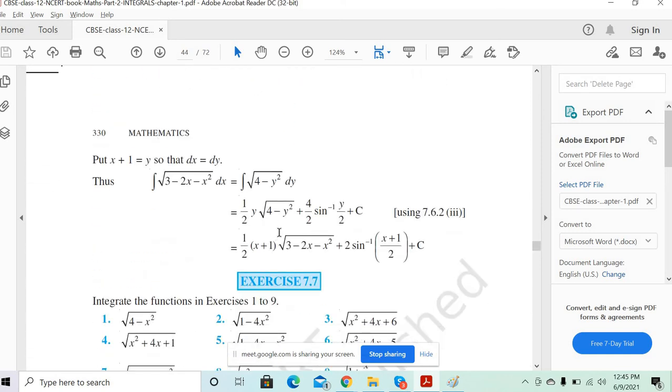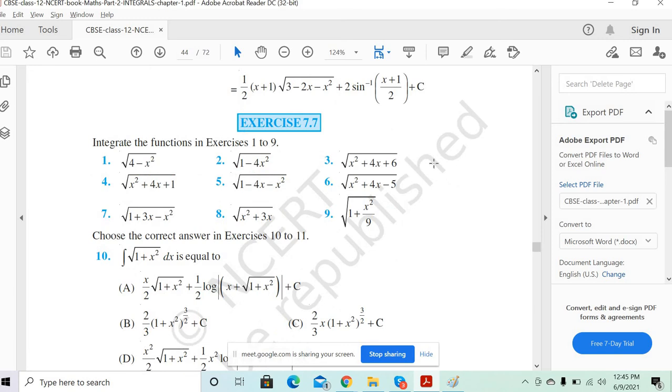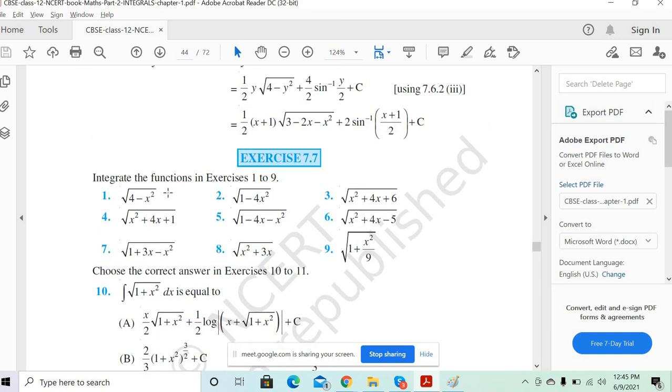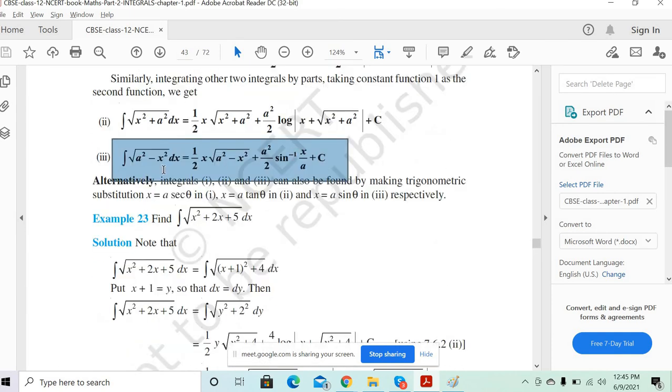And now let's go to exercise 7.7. So let's go one by one, Vijay. You don't have to do all the problems. See, 4 minus x square, you don't have to do that, because directly you just have to put it in the formula only here, isn't it?